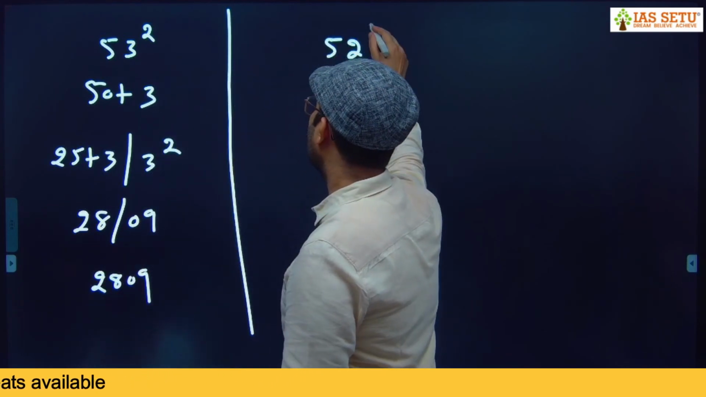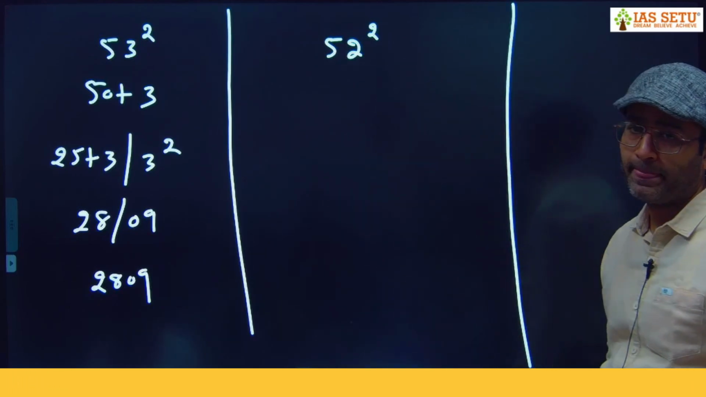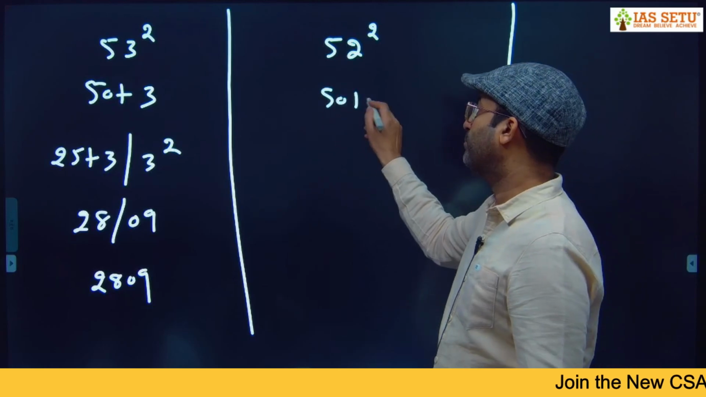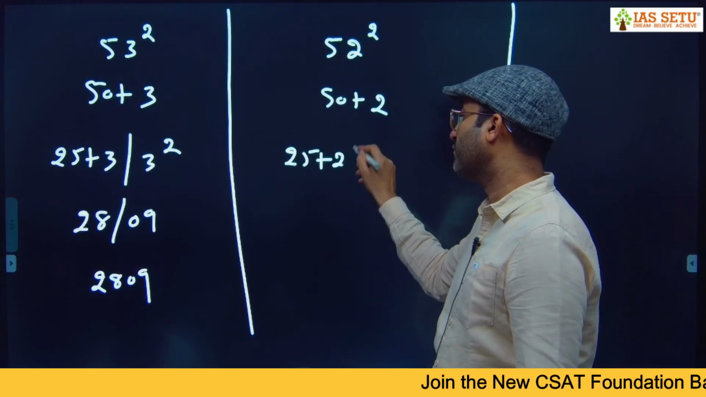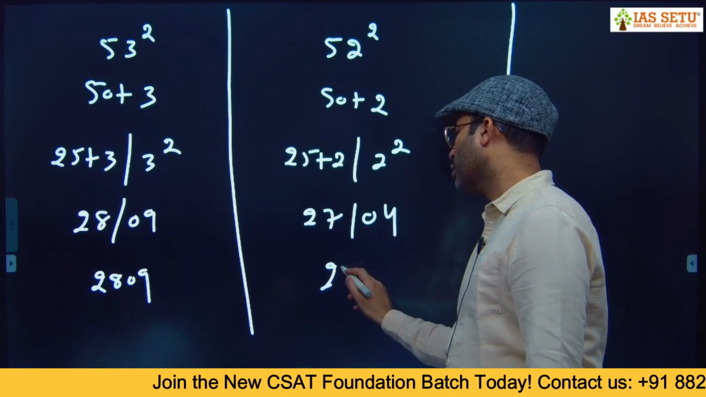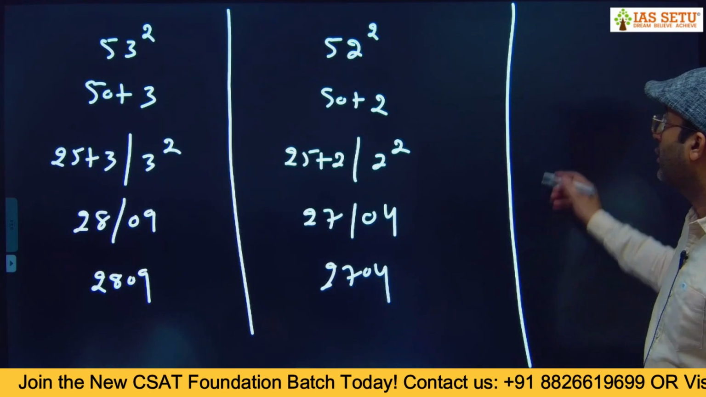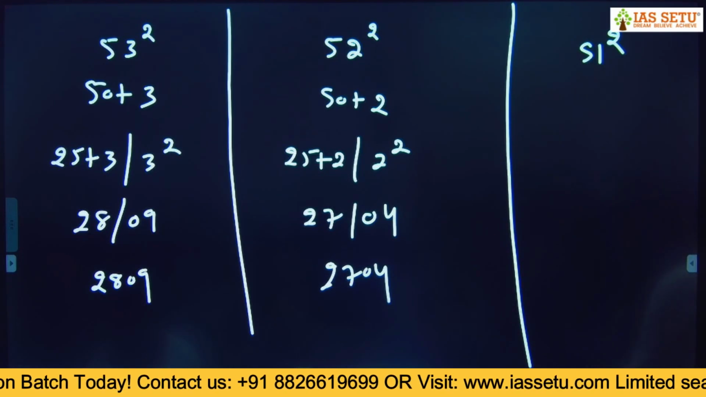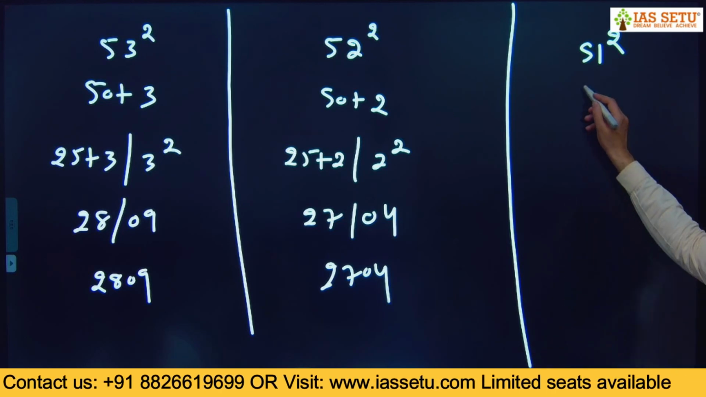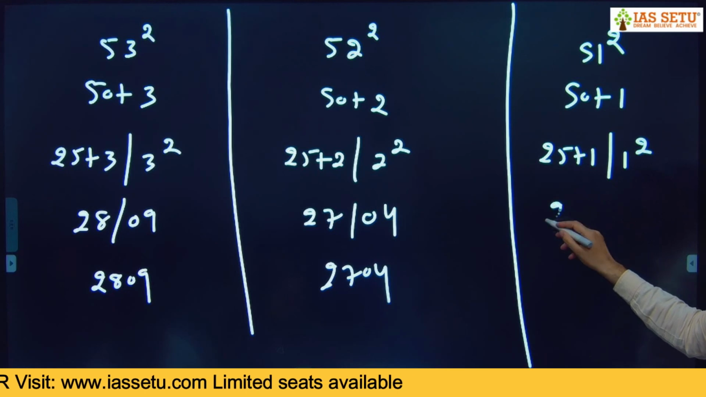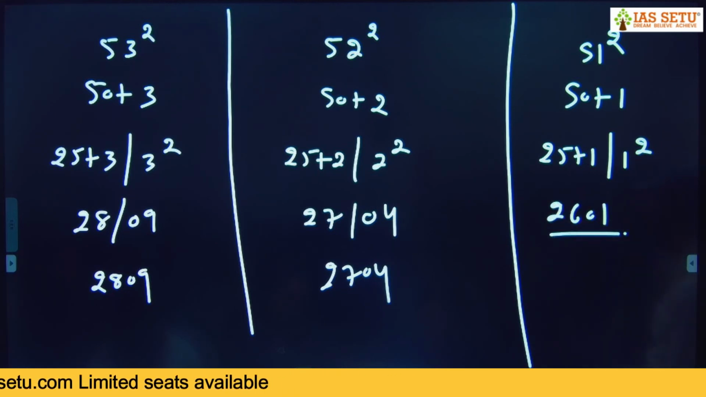Try 52 square. 50 plus 2, left side value is 25 plus 2, right side 2 square, 27, 4 or 04? 04, 2704. Try 51 square. 50 plus 1, left side value is 25 plus 1, right side 1 square, 2601. Don't write 101 because right side is fixed 2 digit.